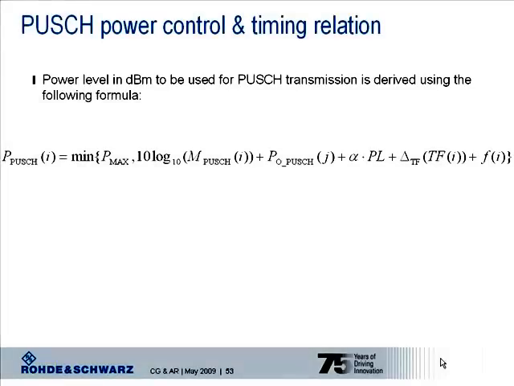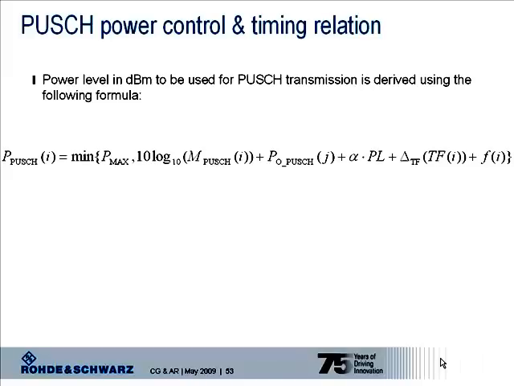At this time, the UE knows where to transmit its data, which modulation and coding scheme to be used, if frequency hopping should be applied, and if there is a need to generate in addition sounding reference signals. Now it is important to know with which power level the UE should send its data. First of all, the UE calculates the power for the physical uplink shared channel based on this formula for every subframe, so every 1 millisecond.